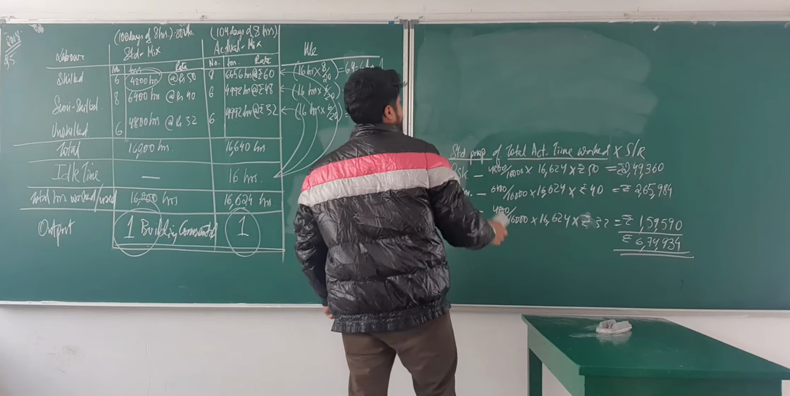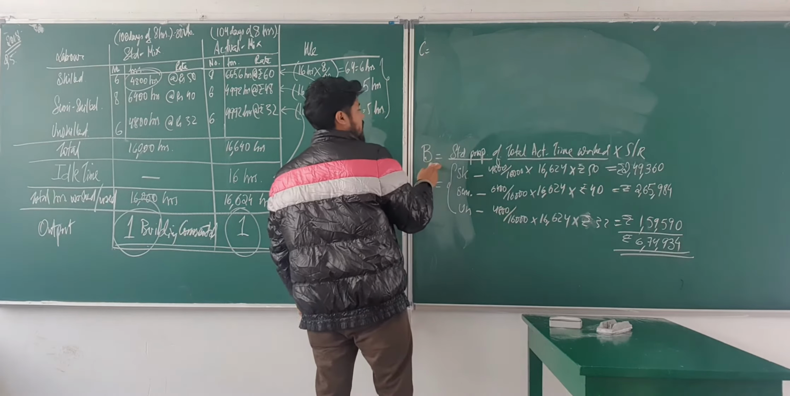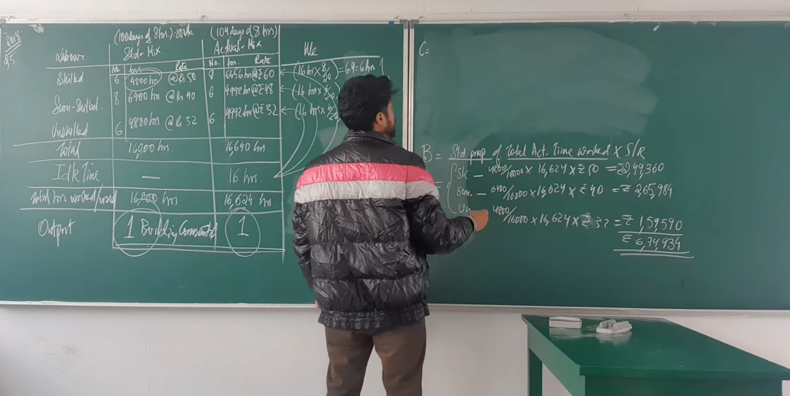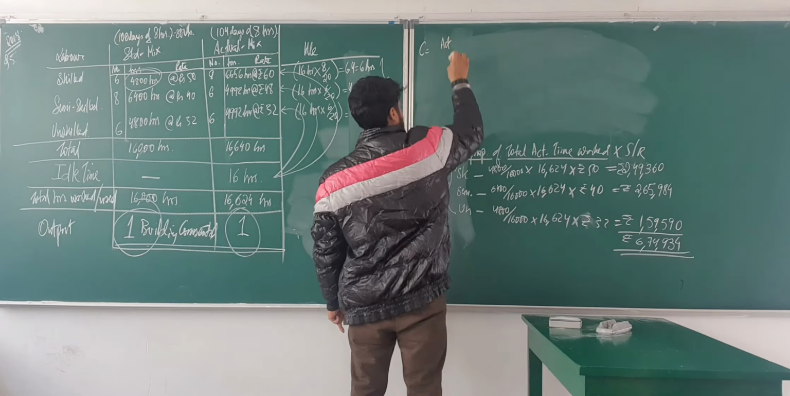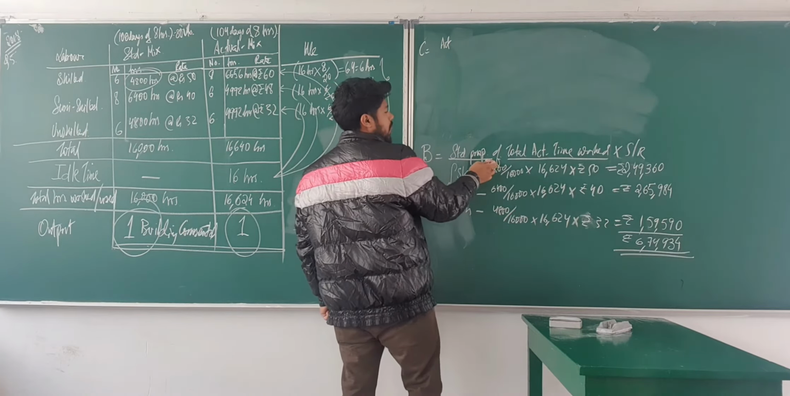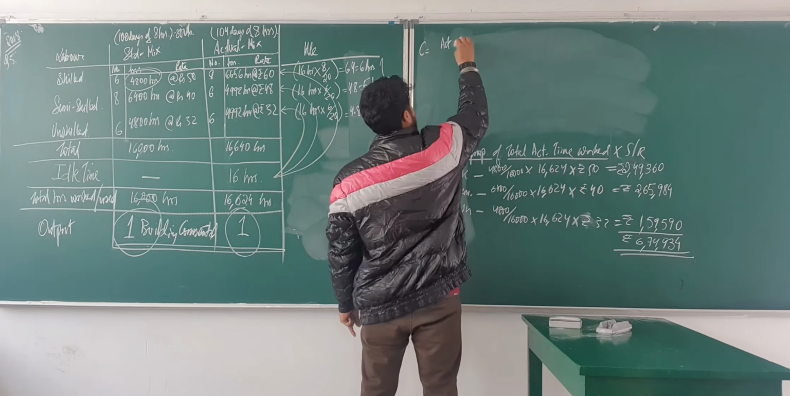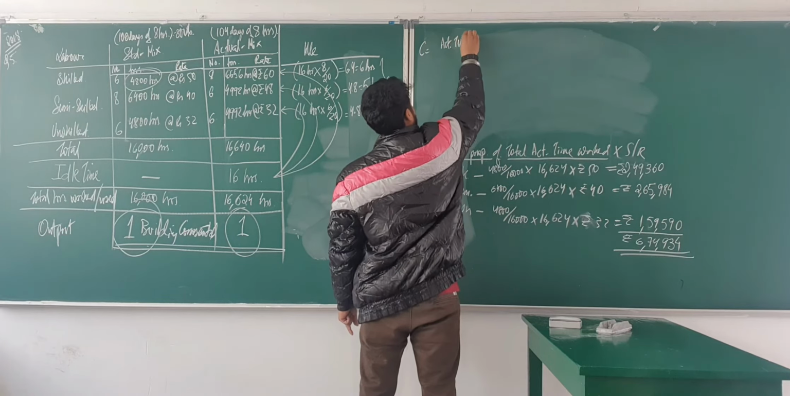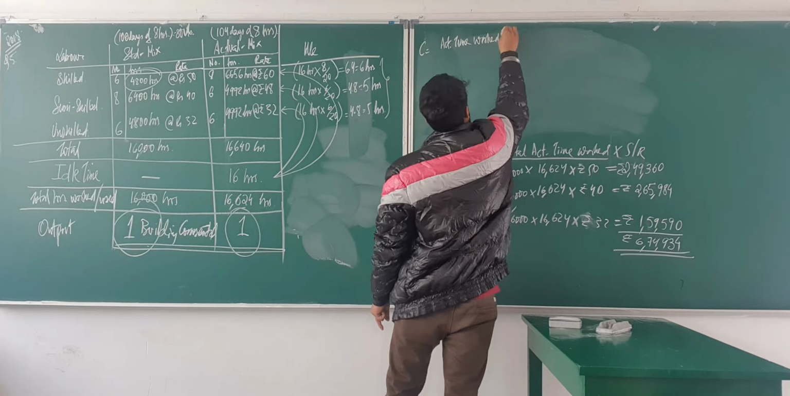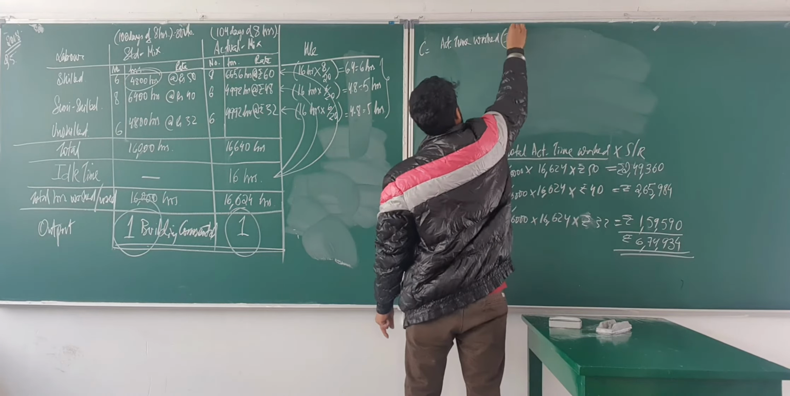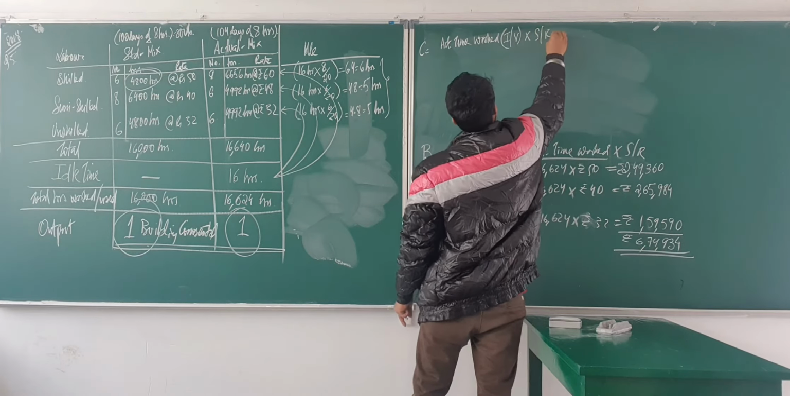Now, the formula for C and D is almost the same. Just remove the proportion, and in place of total, take individual values. So I'll take actual time worked, within bracket individual values, into standard rate.